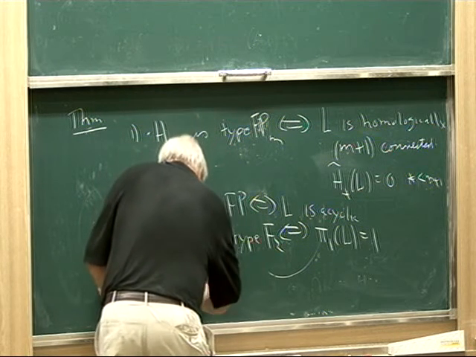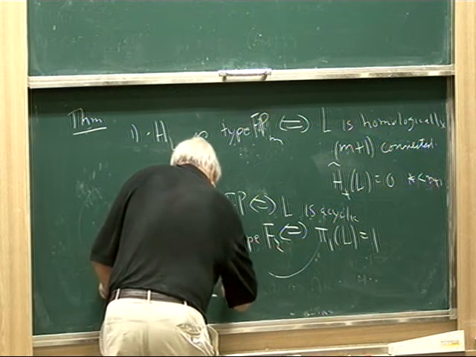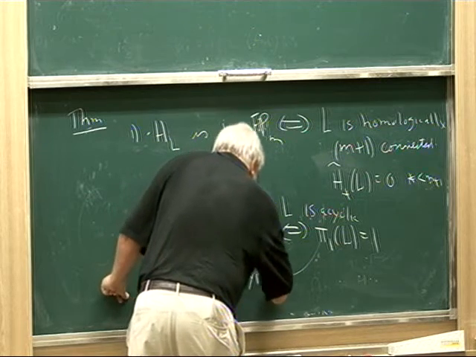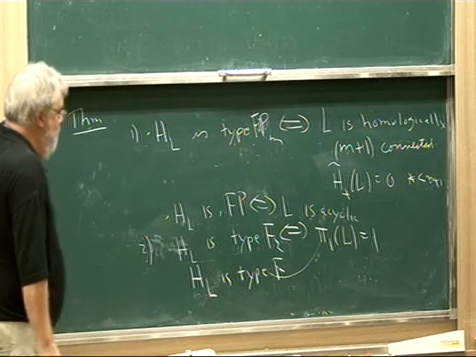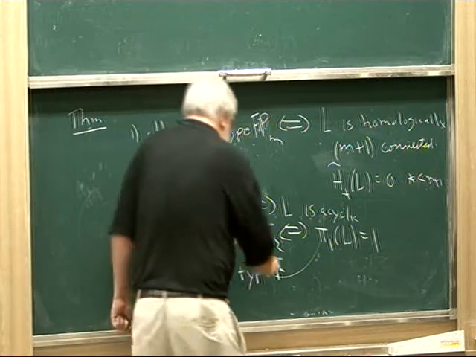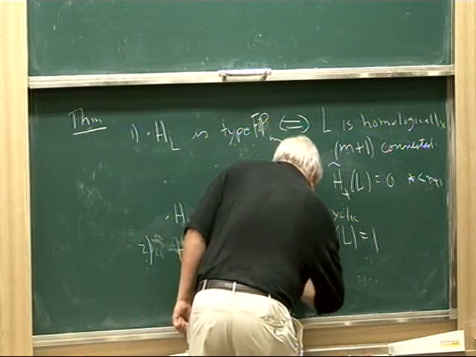This is the same as finitely presented, and HL is type F if and only if L is acyclic, has no homology, and is simply connected. So that means if and only if L is contractible.